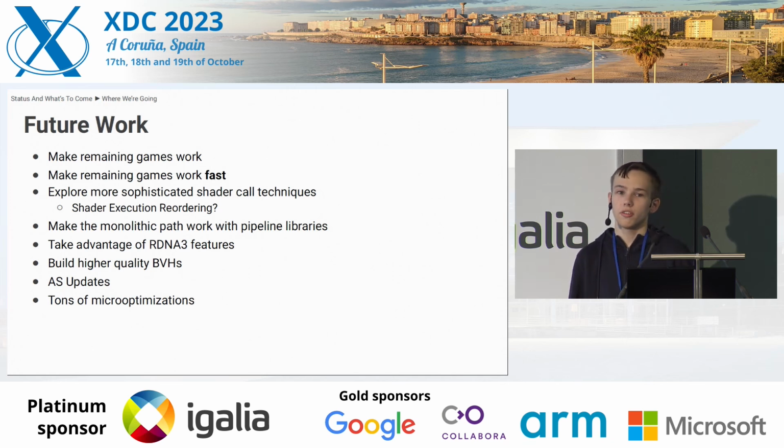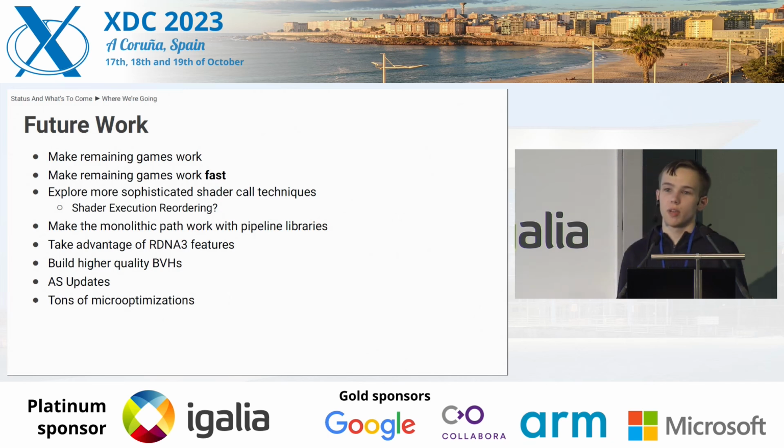The most important and obvious bullet point is to make the remaining games work. And the next step is to make them work actually fast. And for that, we have a few ideas. We have lots of flexibility with the indirect jump shader calls, so we could explore some more sophisticated techniques for these shader calls, like shader execution reordering. But on the other hand, we could also look into expanding the monolithic path, which of course has much less shader call overhead, and making that work with pipeline libraries instead.